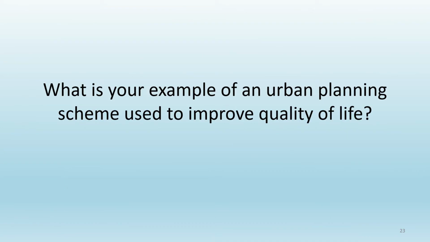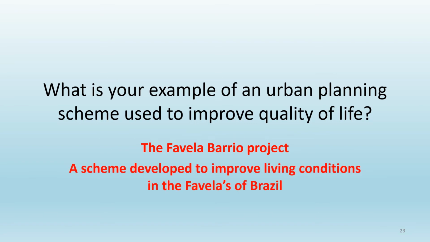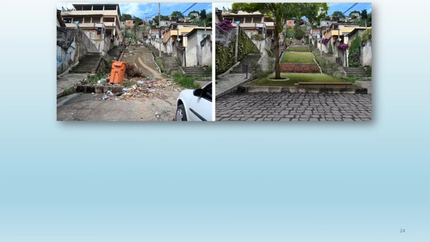What is your example of an urban planning scheme used to improve quality of life? That is the Favela Barrio project. That is a scheme that has been developed to improve the living conditions of people in the favelas. And you can see some photographs of the Favela Barrio project here.